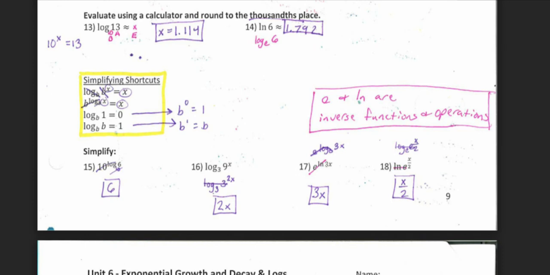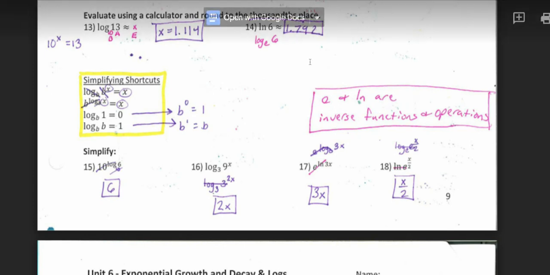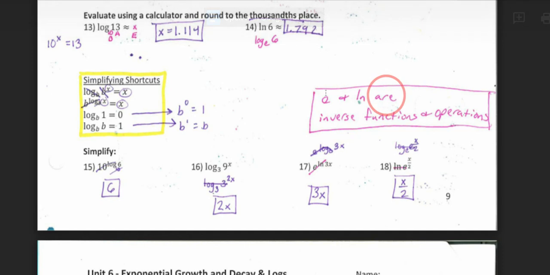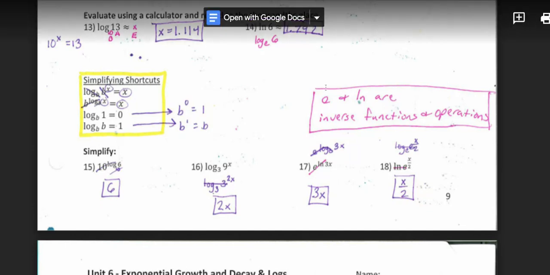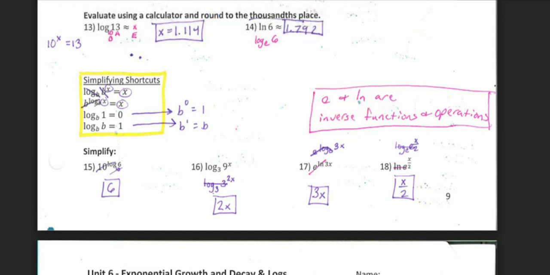For number 17, this is an important property, which we're going to get into a little bit more once we start solving. You may have seen this before in Algebra 2, though I know not all of the teachers cover it. Base e and natural log are actually inverse functions and operations. Just like squaring and square rooting are opposite operations, we can square root to get rid of a squared. We can actually e both sides or natural log both sides to get rid of the opposite operation. So we'll get into this a little bit more once we start solving next week.